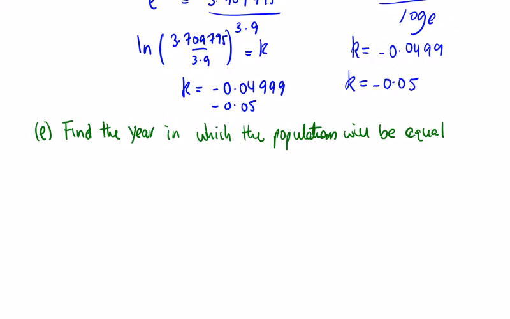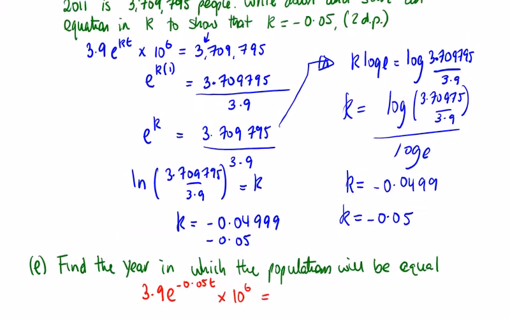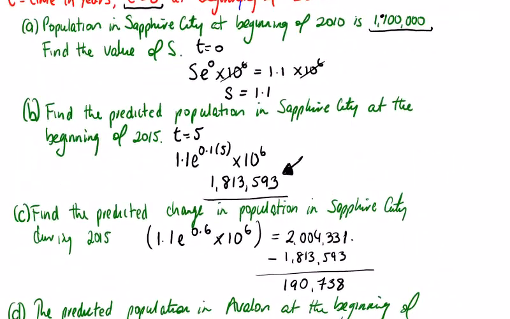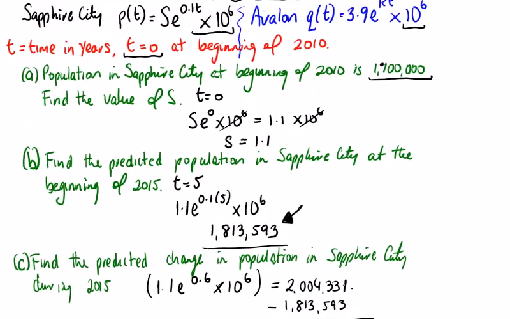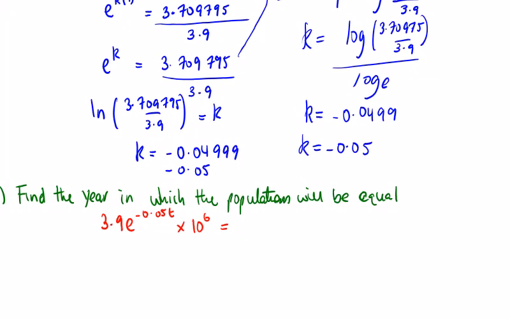Part E, we're asked to find the year in which the populations will be equal. So we have 3.9 e to the power, we got k minus 0.05t by 10 to the power 6 has to be equal to, just double check, it was 1.1 e to the power 0.1t by 10 to the power 6. Well, we can cross out the 10 to the power 6's. So we want numbers on one side and e's on the other.